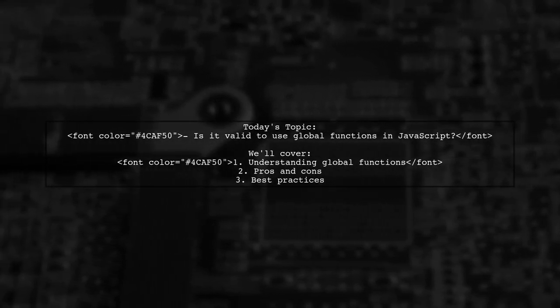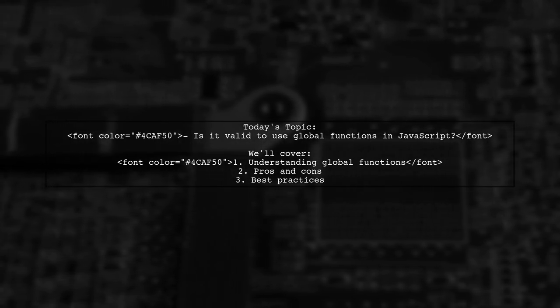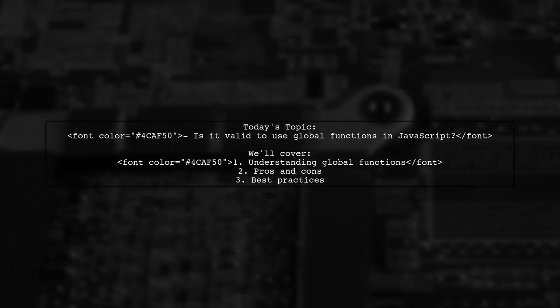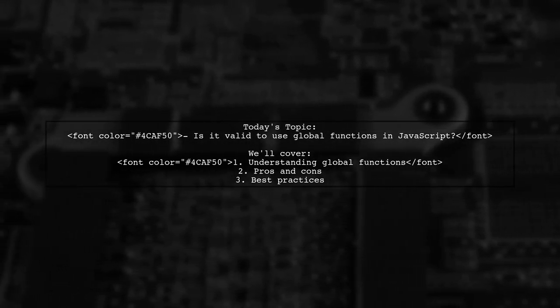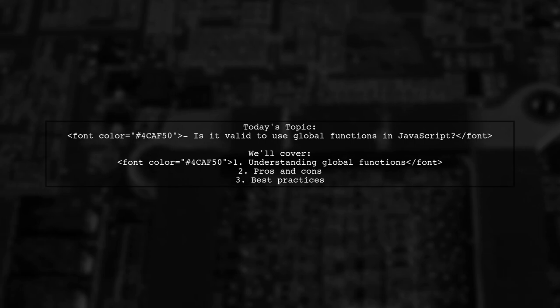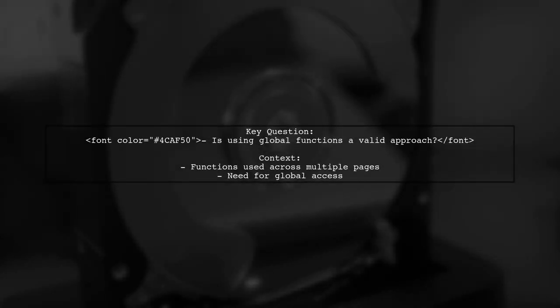Today we're tackling an important question that many JavaScript developers encounter. Our viewer asks, is it valid to use global functions in JavaScript? Let's dive into the question. Our viewer has moved several functions, like a unit converter, to a global script to avoid redundancy. They want to know if this approach is valid and if it's considered a best practice.